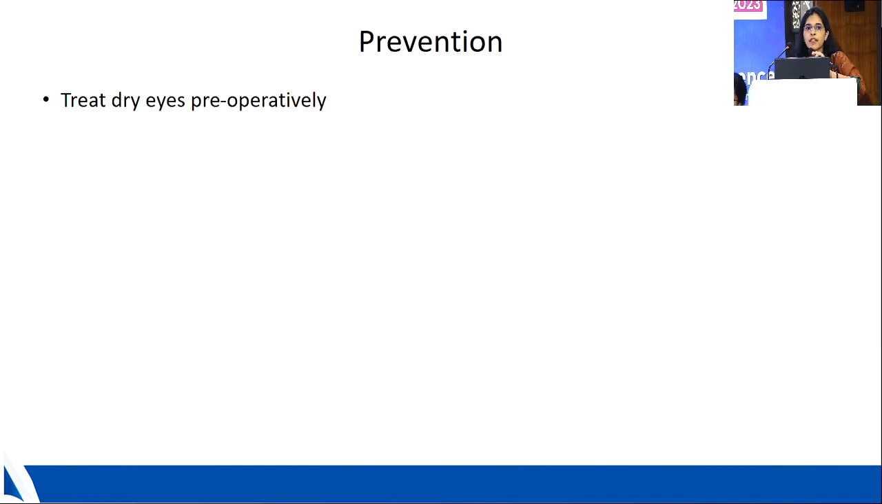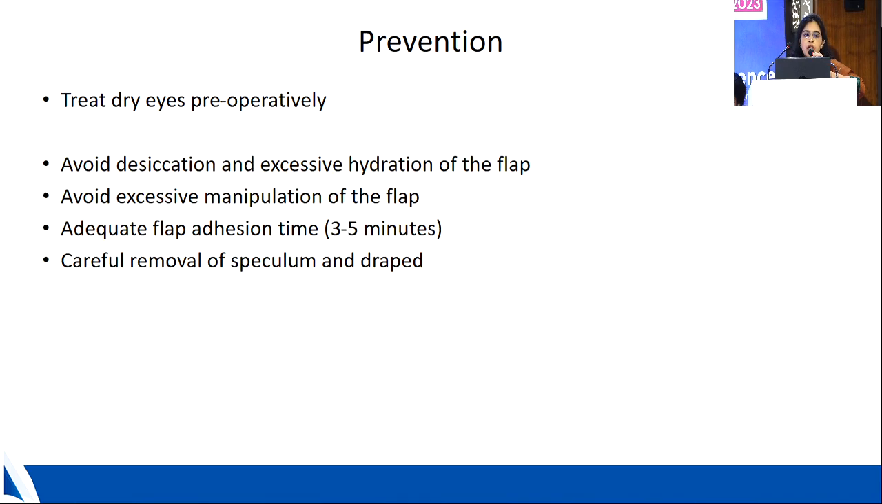So what can we do to prevent flap folds from happening? Pre-operatively we should take care that dry eye has been adequately treated. We should avoid desiccation and excessive hydration of the flap during surgery. Avoid excessive manipulations. We should give an adequate amount of time for the flap to adhere. Careful removal of speculum and drape is required.